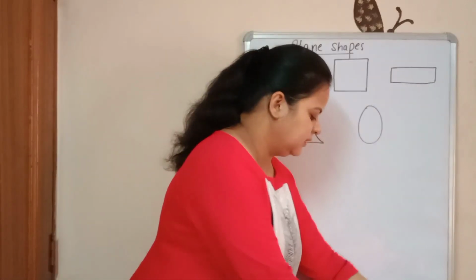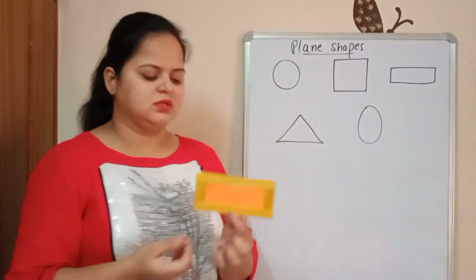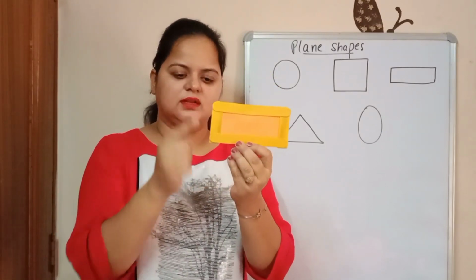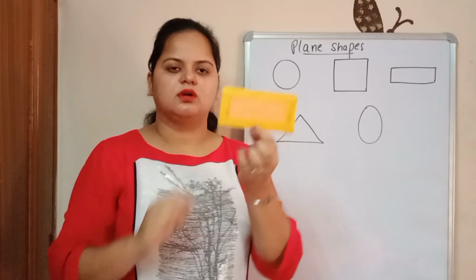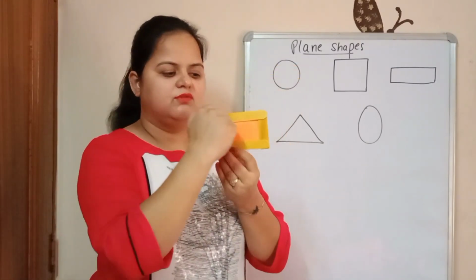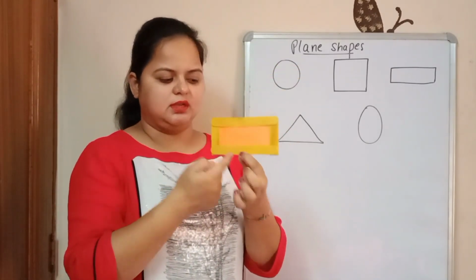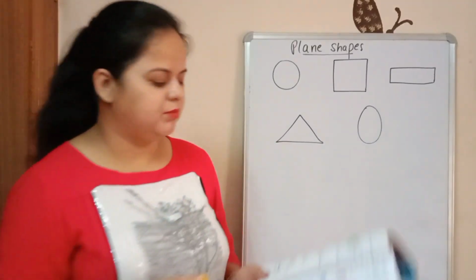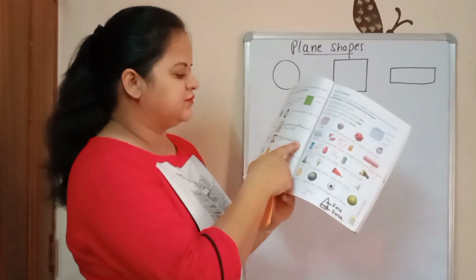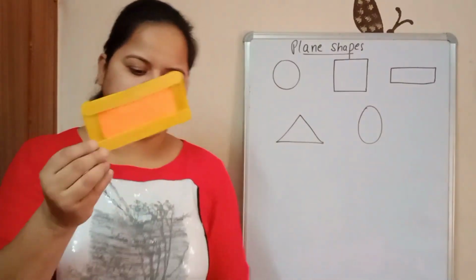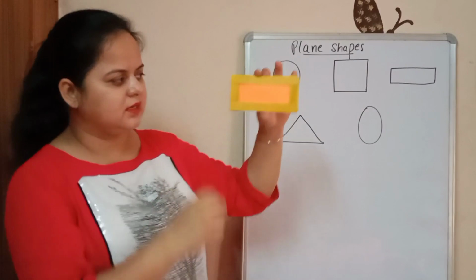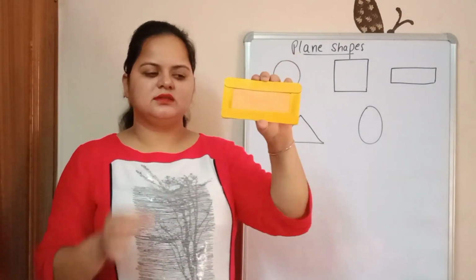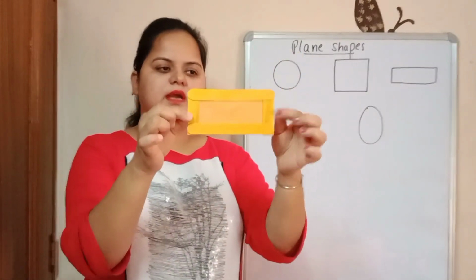Okay. Now let's talk about a rectangle. A rectangle also has four corners, 1, 2, 3, 4, and four sides. See in your book, a rectangle has four sides and four corners. And you have also seen here, this is a rectangle in my hand. See, it has four sides and four corners.